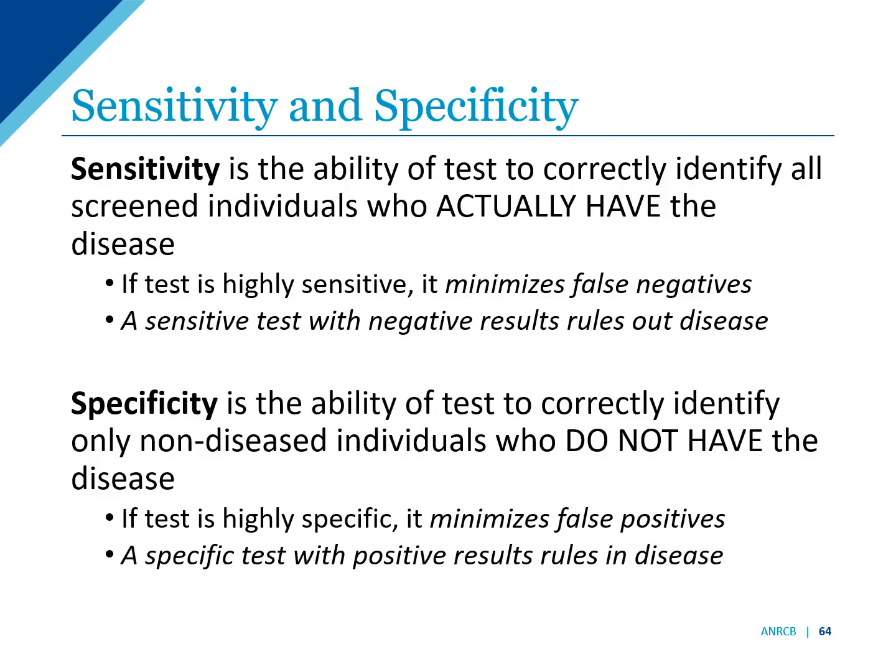Sensitivity is the ability of the test to correctly identify all screened individuals who actually have the disease. If it's highly sensitive, it minimizes those false negatives. So a sensitive test with a negative result can rule out the disease. And specificity is the ability to correctly identify only non-diseased individuals who do not have the disease. If the test is highly specific, it minimizes false positives. So a specific test with positive results rules in disease.